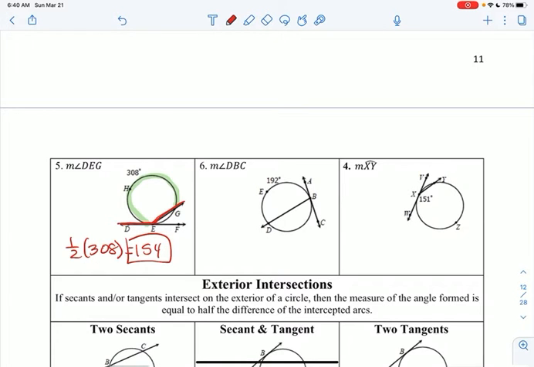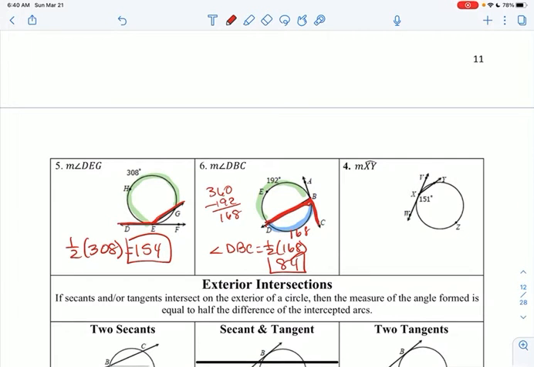6, I want to find angle DBC. Now DBC is actually here on this side. Well, I know that this arc is 192, but I really need to know this arc over here. But they just form a complete circle. So all I have to do is 360 minus 192, and that's 168. So the arc is 168. So angle DBC is half of arc 168, 84.